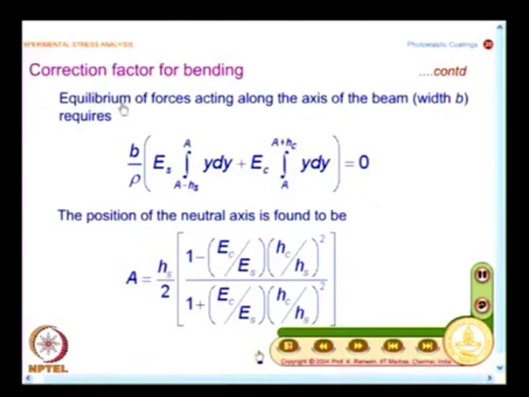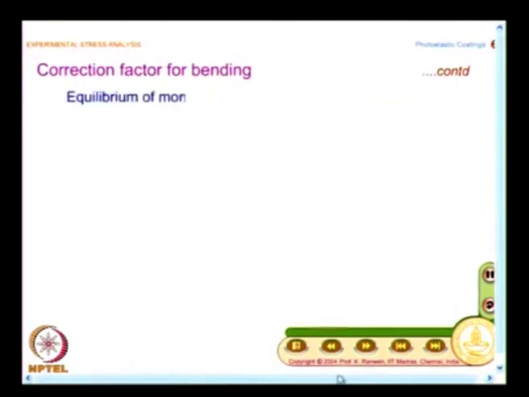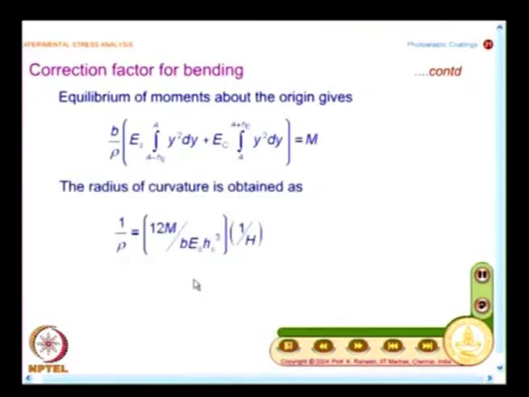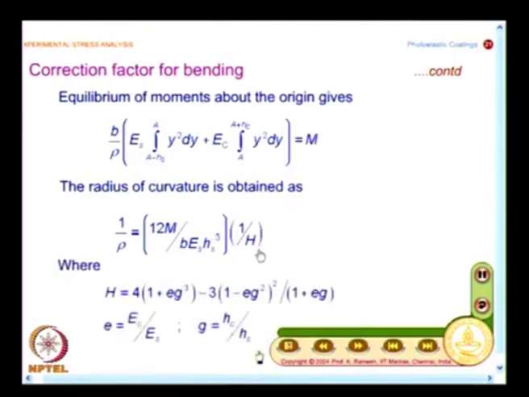So, by looking at the equilibrium of forces, I am able to find the expression for this. It gives the neutral axis position, measured from the top fiber of the specimen. Now, I have written the equilibrium of forces, then I have to write the equilibrium of the moments, that will give me the curvature. The idea is to find out the curvature and so on and so forth.